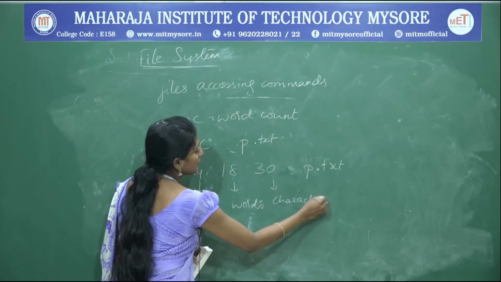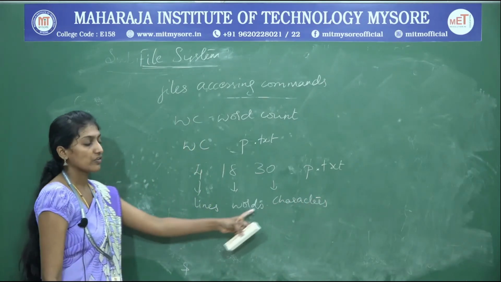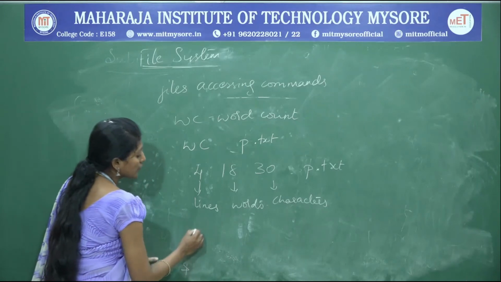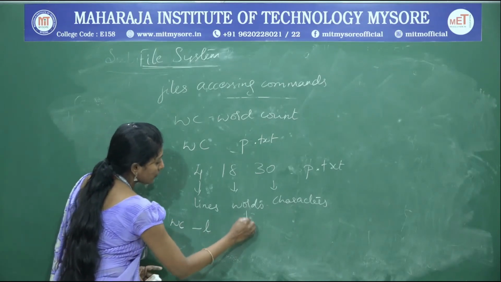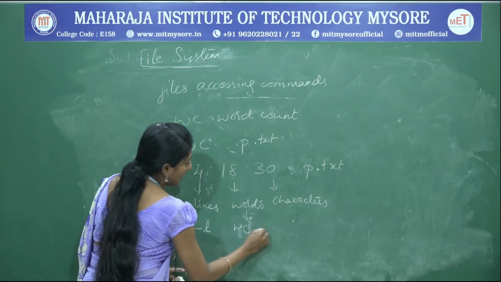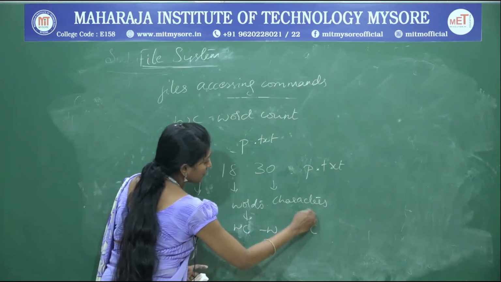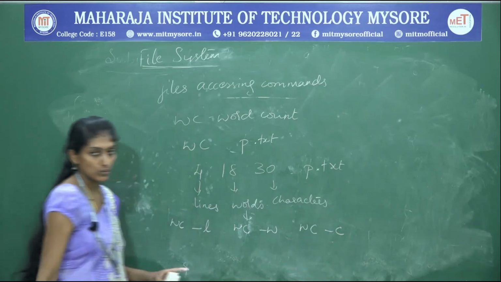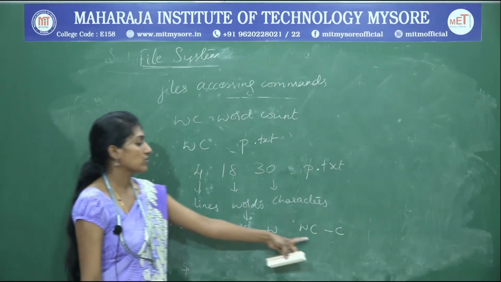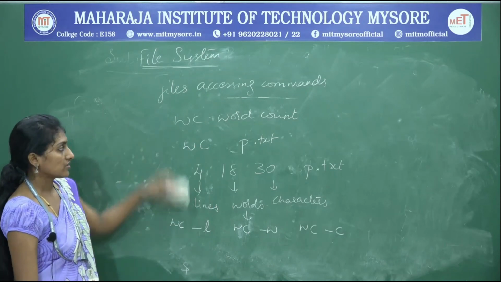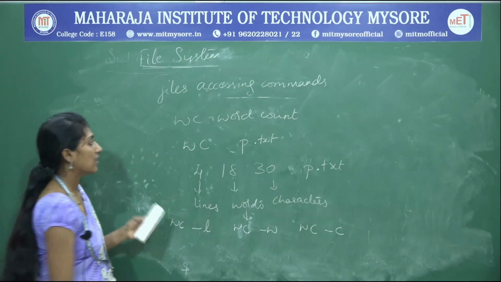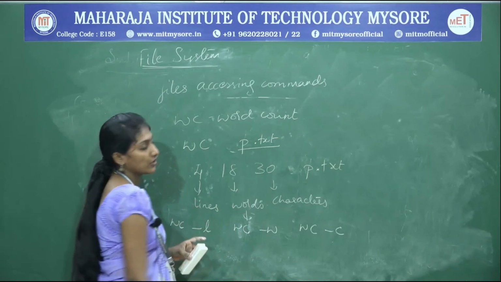So if specifically you want to display the number of lines, number of words, or number of characters, for lines the -l option has to be used. Okay, so for words -w has to be used. For characters -c has to be used. So these are the 3 options used for the wc command. Okay, so this is about the wc command, and of course you have to provide the argument.